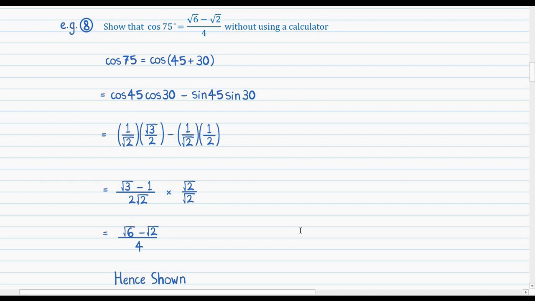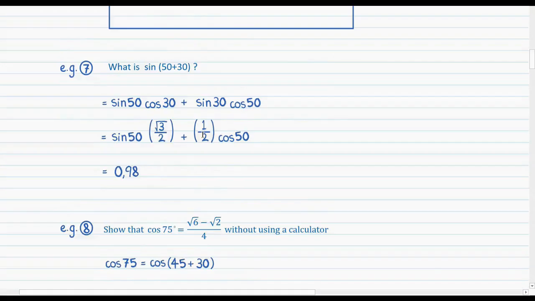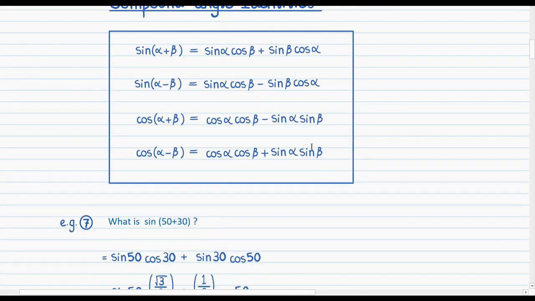Let's look at another example. Evaluate the following without using a calculator: cos 35 times sine 65 minus cos 55 times sine 25. So it's a little bit tricky on first appearance, but the trick here is you need to try and get it into the form of one of these identities.